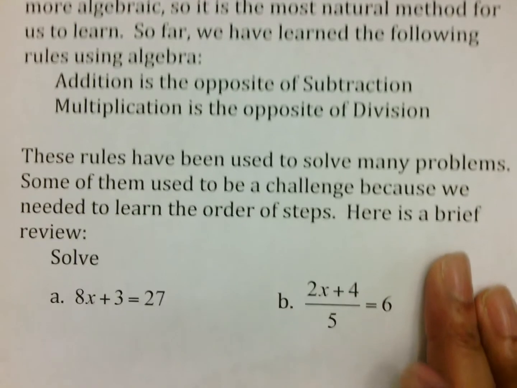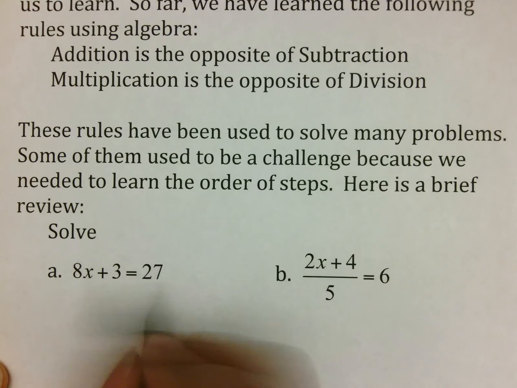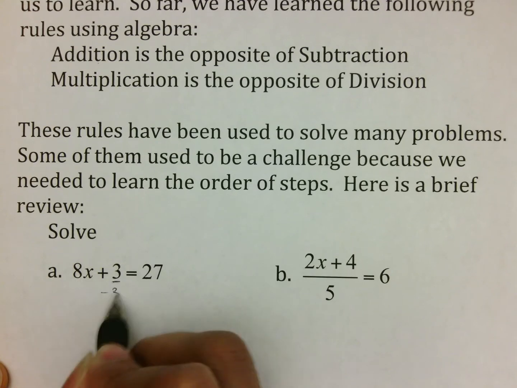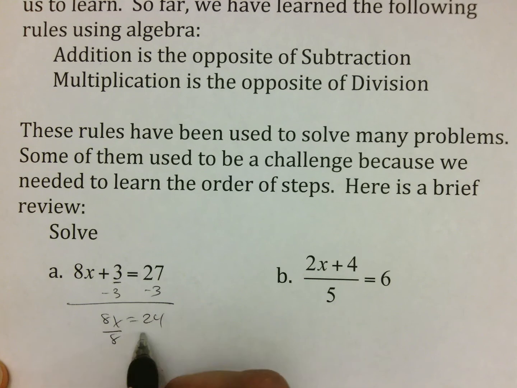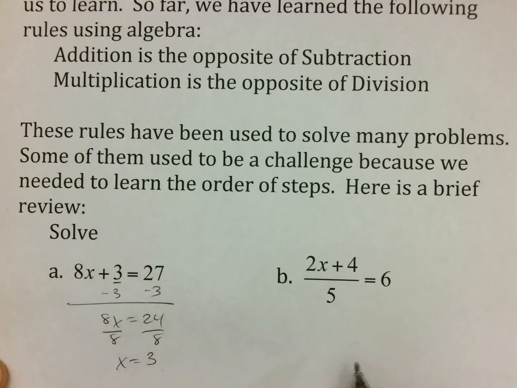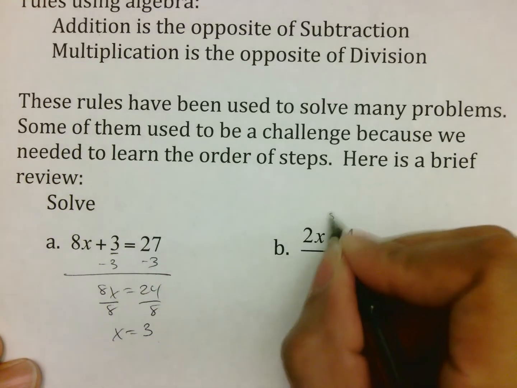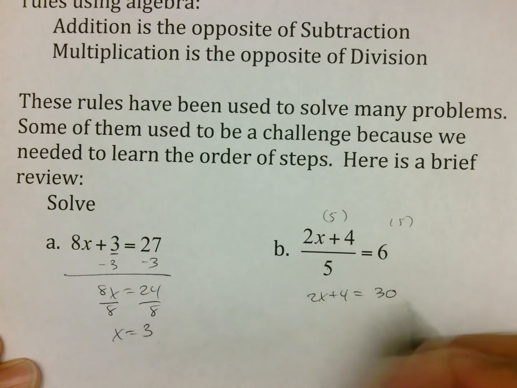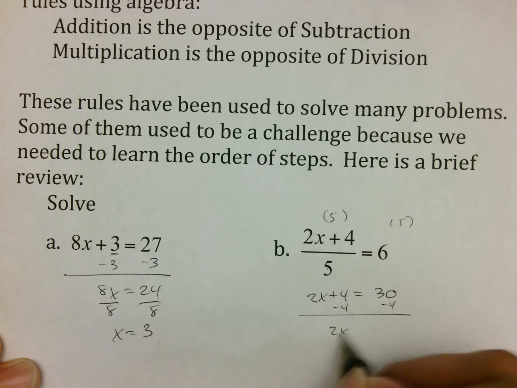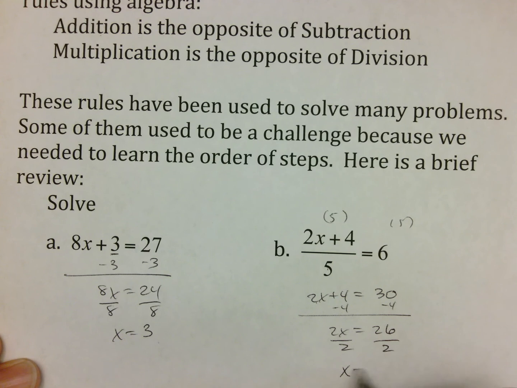Those rules have been used to solve a lot of problems. Some of those were a challenge because we needed to learn the order of the steps. For example, in this we had to learn that 3 is the weakest number, and so we moved that first by subtracting 3. And then we learned that we get rid of 8 by dividing to get our answer of x equals 3. We also learned that in this problem here, the 5 was the weakest number, so we multiplied both sides by 5. Now the 2 is the strongest, so you move your 4 first. By simply doing that, 2x is equal to 26, and then we divided by 2 to get x equals 13.